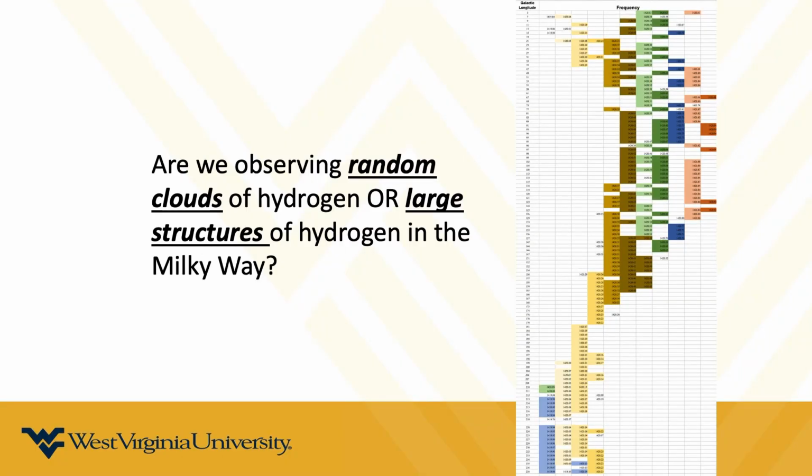Okay, so that seems important. We're seeing consistent signals across a whole range of the sky, a whole range of the galaxy. So do you think we're observing random hydrogen clouds or large structures of hydrogen? Raise your hand, or say A for random or 2 for large structures. Okay, it seems like these signals are similar, they seem connected.